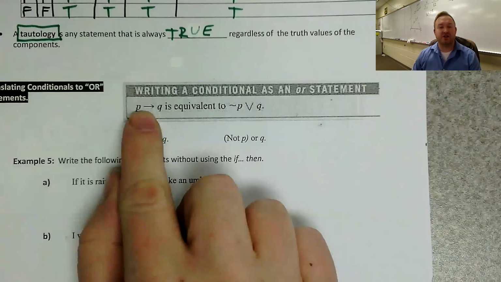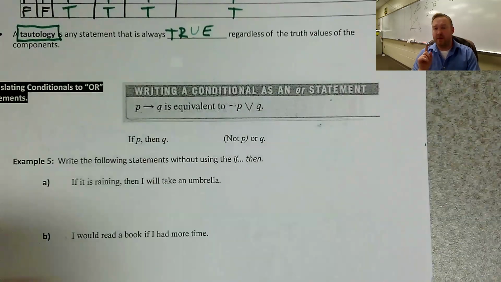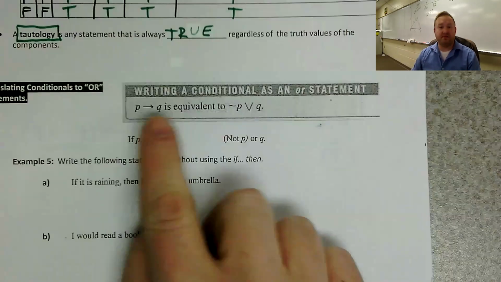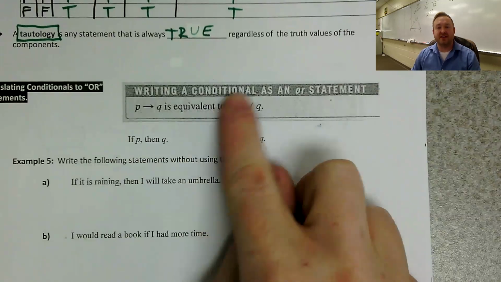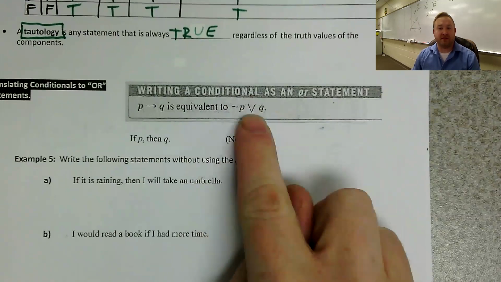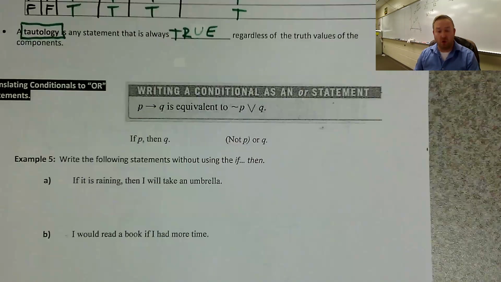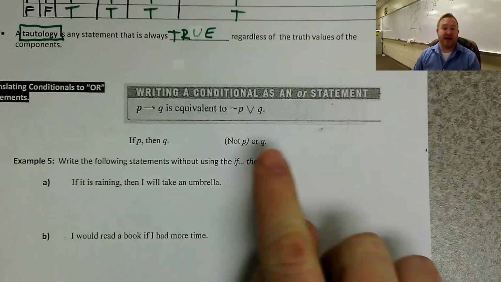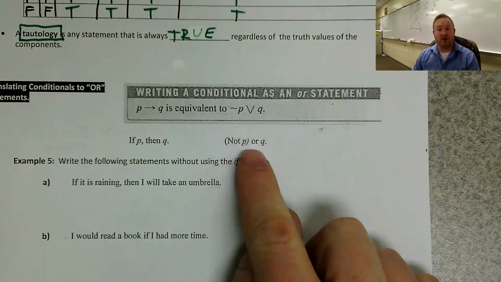So it turns out that a conditional statement is equivalent to, remember what equivalent means. It means if you make a truth table for each of them, the last column in that truth table is always the same. Whenever one statement's true, the other statement is true. Whenever one statement's false, the other statement's false. That's what we mean by logically equivalent. So a conditional statement is equivalent to this disjunction statement. Remember that symbol is a disjunction, it means or. So if P then Q means the same as not P or Q.